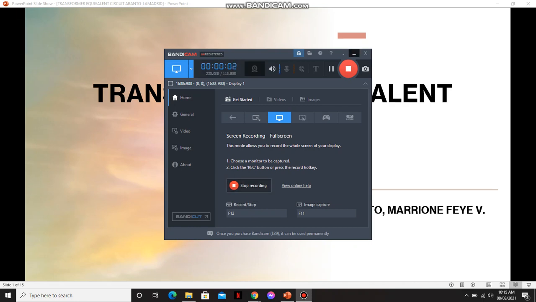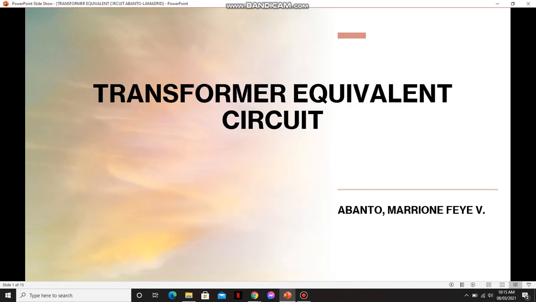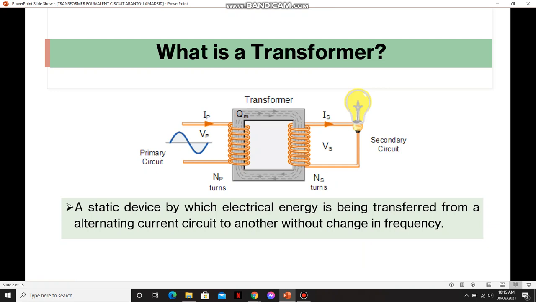Today, my topic is all about transformer equivalent circuit. So this is just an overview. We first define what is a transformer.